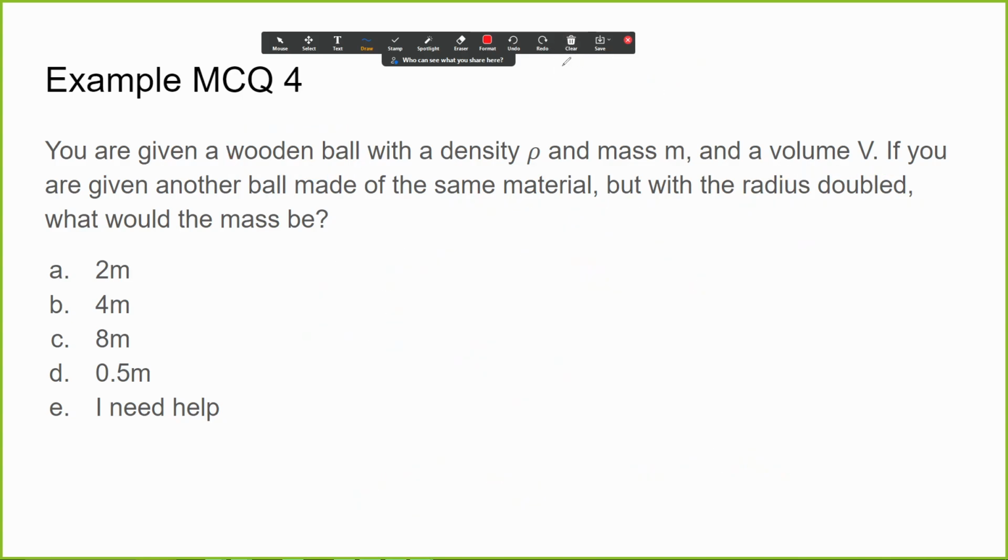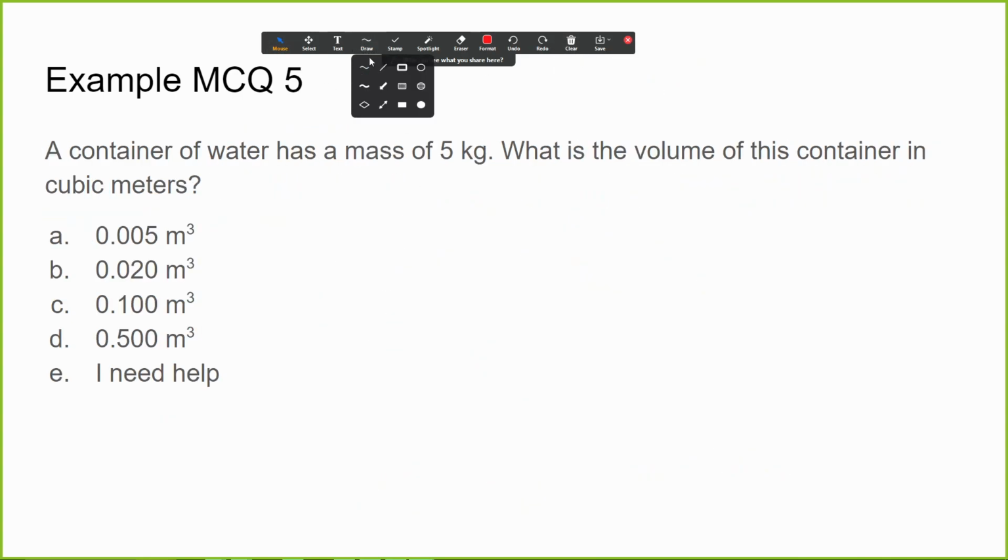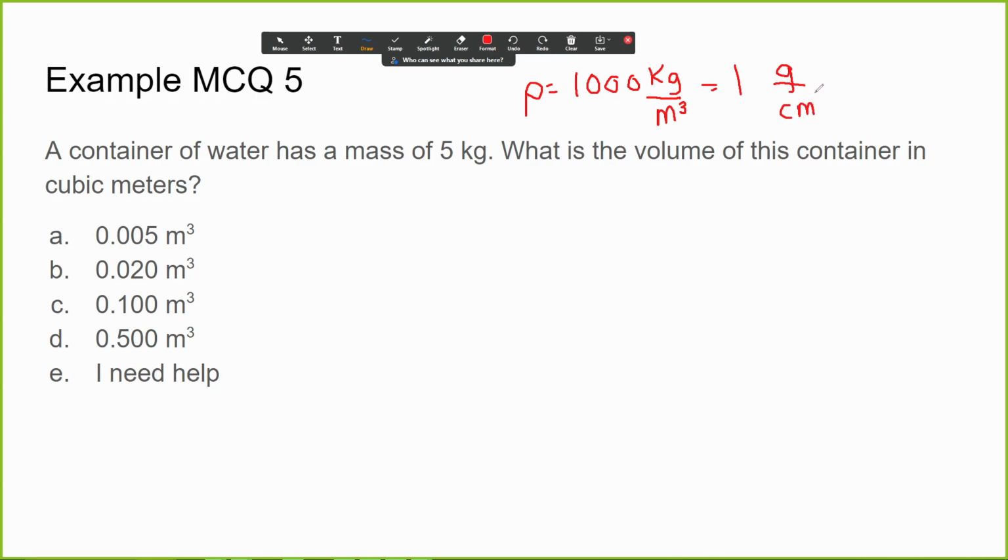Okay. A container of water has a mass of 5 kilograms. What is the volume of this container in cubic meters? This is actually very nice because this is already in kilograms, so we can talk about that. So I know that the density of water in SI units, which I did not mention before because I knew that we were going to come to this problem, is 1,000 kilograms per meter cubed. And if you really want to do that out with the dimensional analysis, by all means, I encourage you to, but you could just remember it. In SI units, it's 1,000. In grams per cubic centimeter, it's just 1.